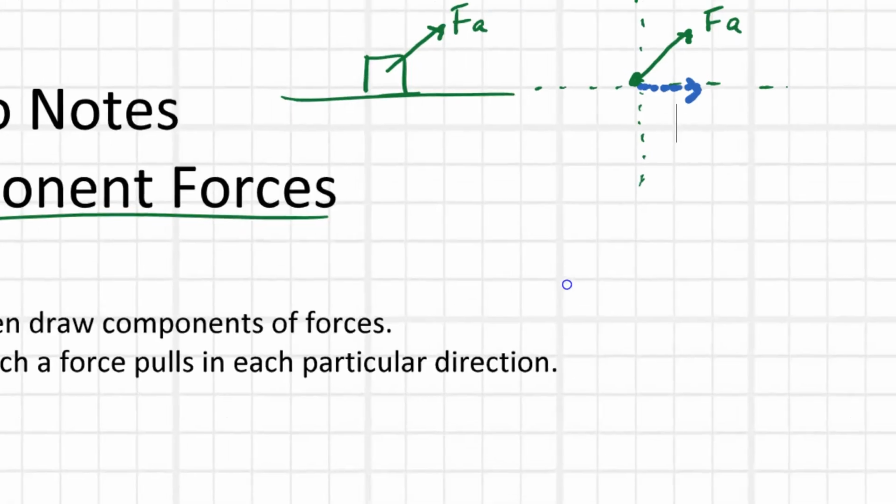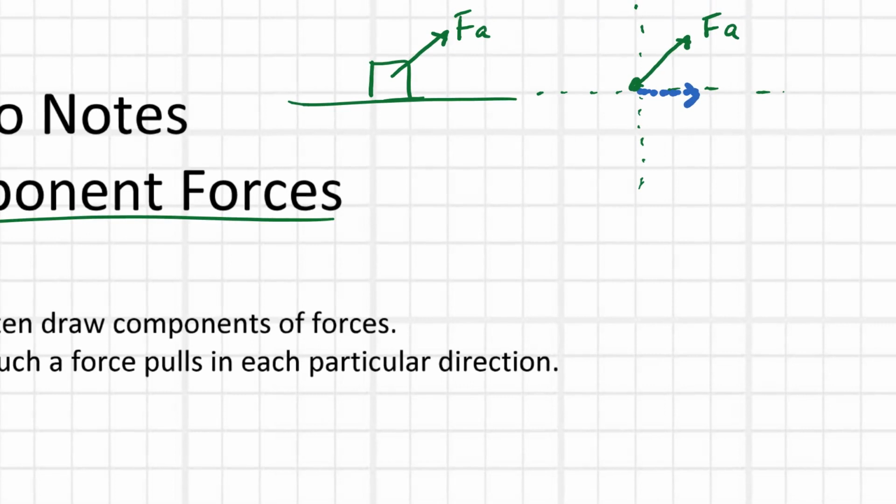I like to do dots instead of a straight line, just to differentiate the fact that this is a component, and it's also pulling some amount up. So I could say this is the amount that is pulling to the right, and this is the amount that is pulling upwards. If I was talking about how much FA is pulling to the right, I could refer to it as FAX. I could just put X, or I could put FAX if I wanted to get more technical. Similarly, I could say FAY.